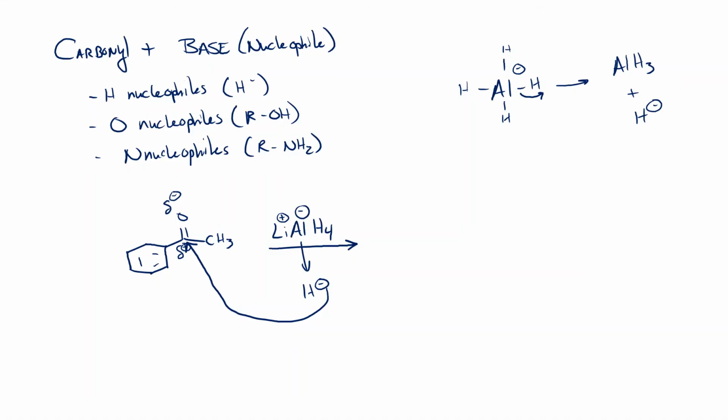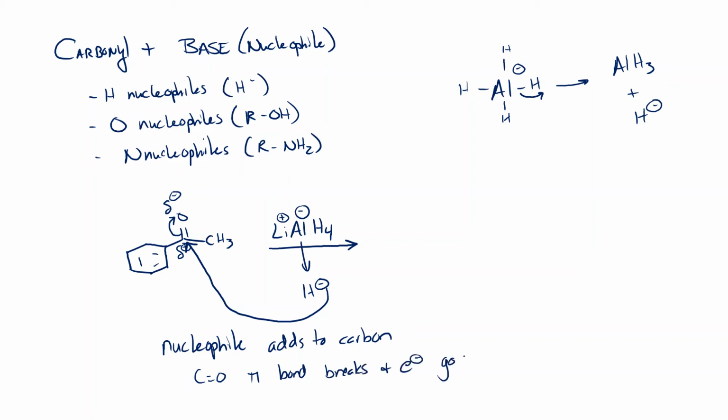We're going to do the same thing here, only instead of breaking off a leaving group, we're going to break this carbon-oxygen pi bond. Right? So this carbon-oxygen pi bond, we're going to break it, and we're going to push those electrons up onto the oxygen. So this is all one step. The nucleophile adds to carbon, the carbon-oxygen pi bond breaks, and electrons go to oxygen.